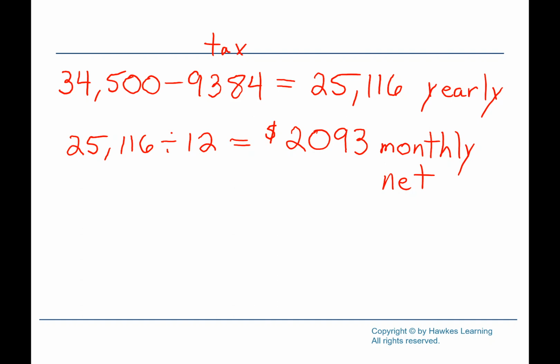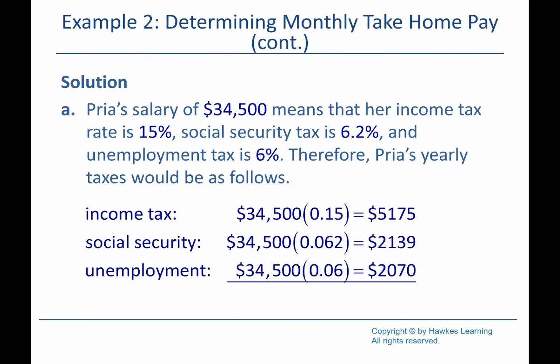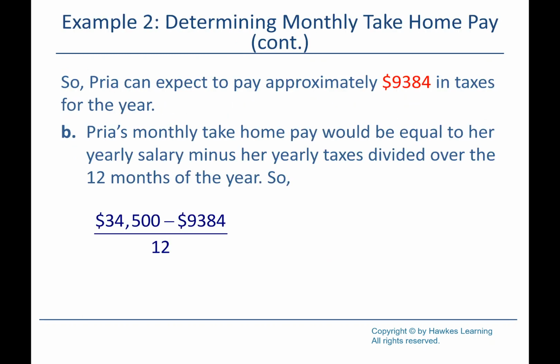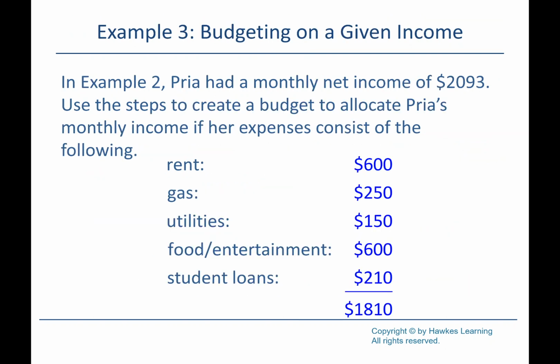So now we've got that. We're going to keep working with Priya's numbers here. They won't go to waste. Okay. So now we want to make a budget. So we have the monthly expenses, okay, that Priya has listed out, and we got to total those up. We total up to 1810. That would be our next step in the budget process.